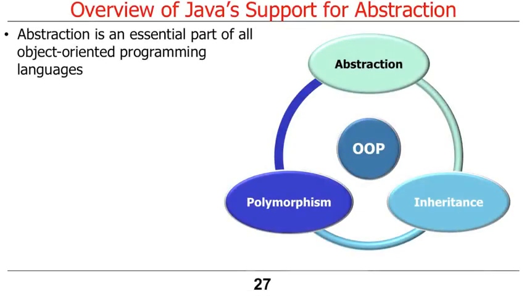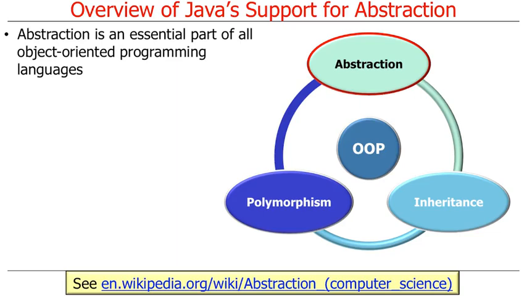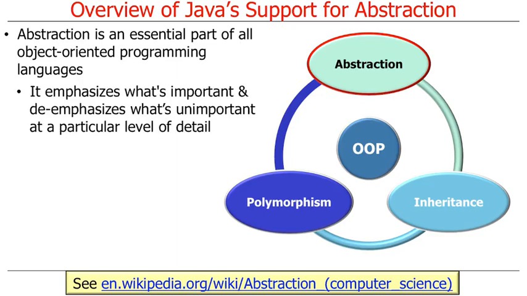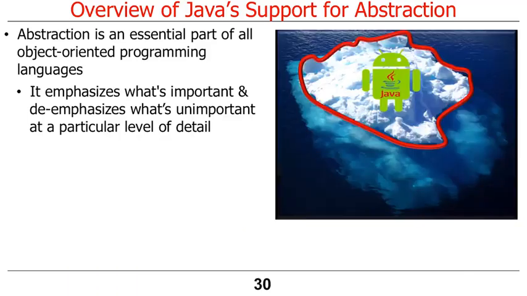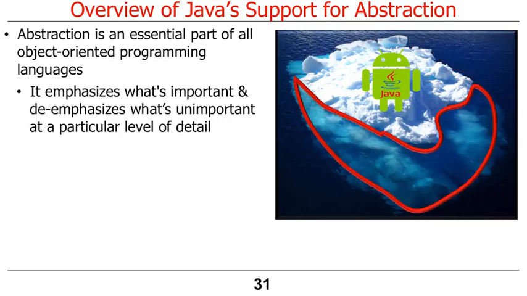The first object-oriented concept supported by Java that we cover in this lesson is abstraction, which is an essential part of all object-oriented programming languages. Abstraction helps developers master the complexities of writing apps by emphasizing what's important and de-emphasizing what's unimportant at a particular level of detail. In particular, abstraction helps developers focus on what their apps are doing to meet the requirements, rather than being distracted by lower-level implementation details of how their apps work in a given operating environment.